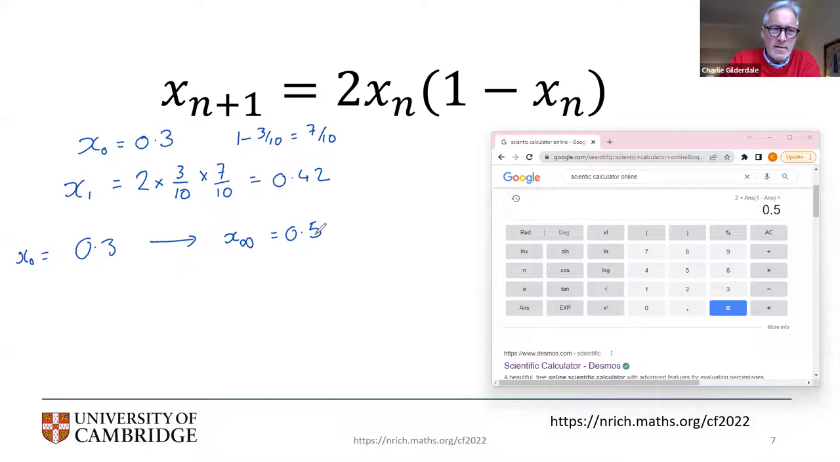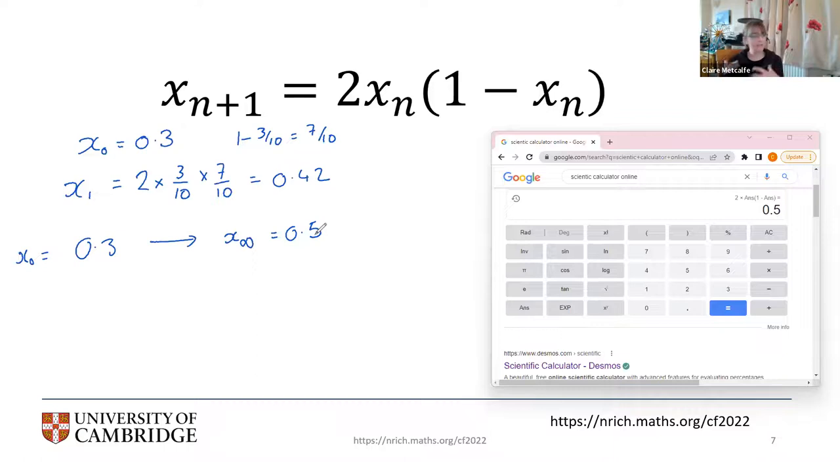So were you going to ask whether you always end up at a half? Yeah. I mean, right. I don't think it's obvious that we're always going to end up at a half. No. So what I'd like you to do, if you've got a calculator with you, that's absolutely brilliant. If not, you can find a calculator online.